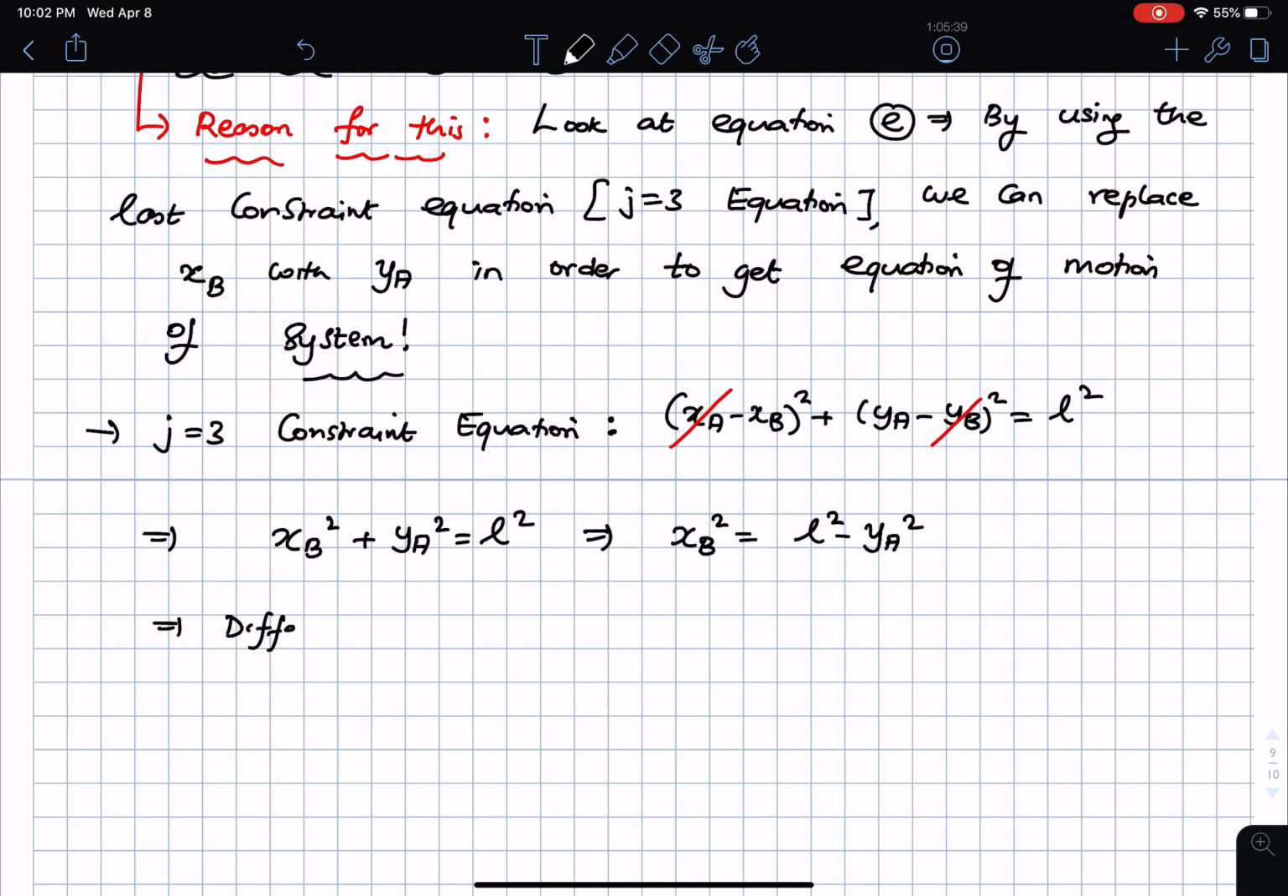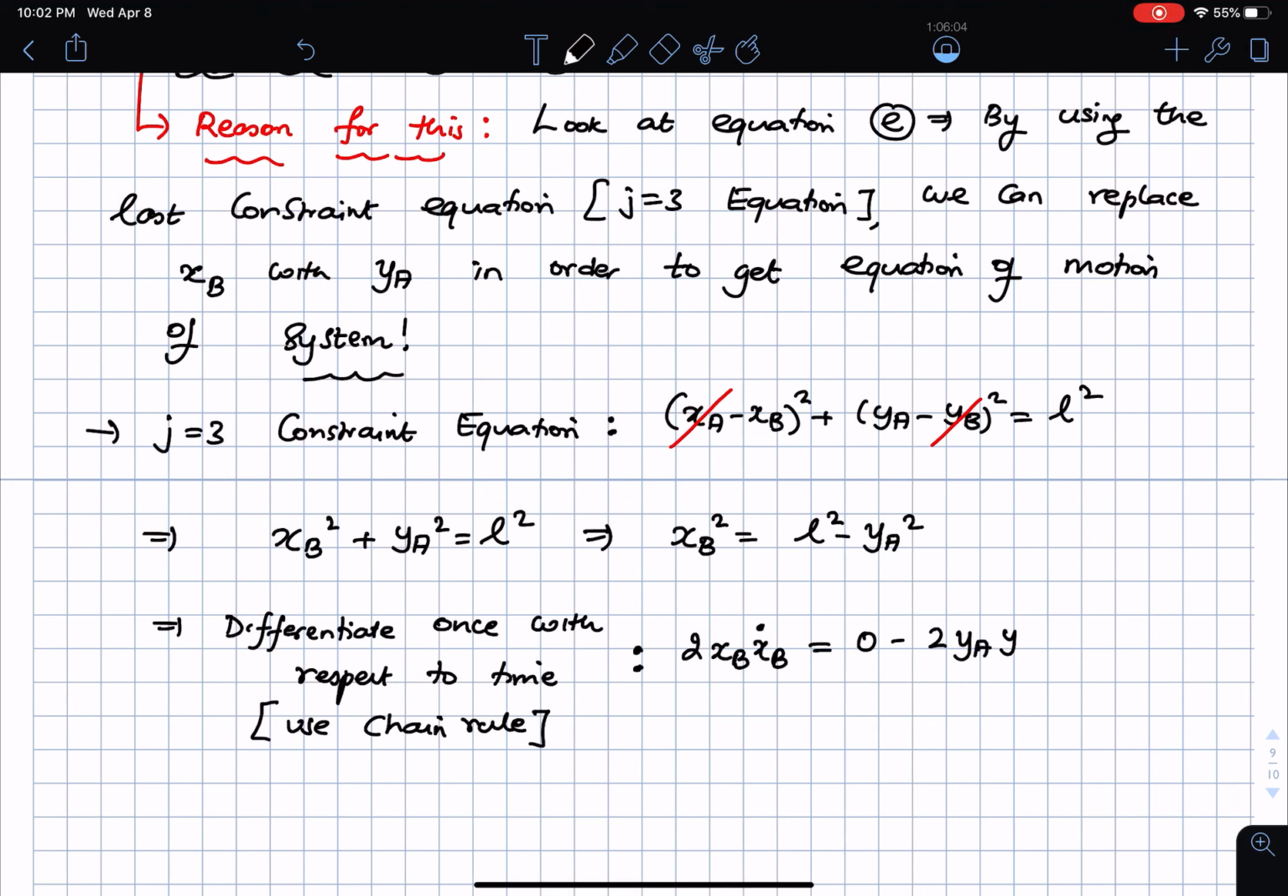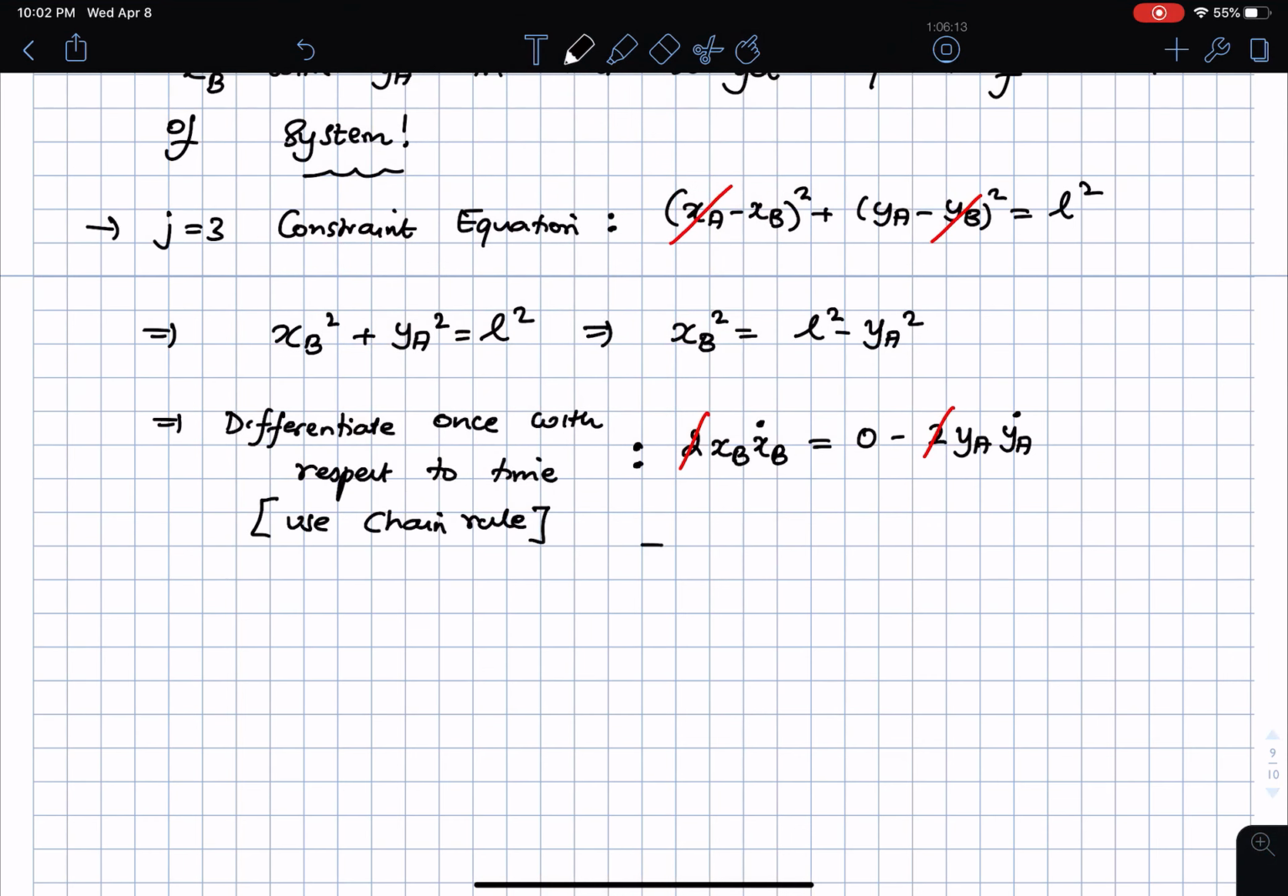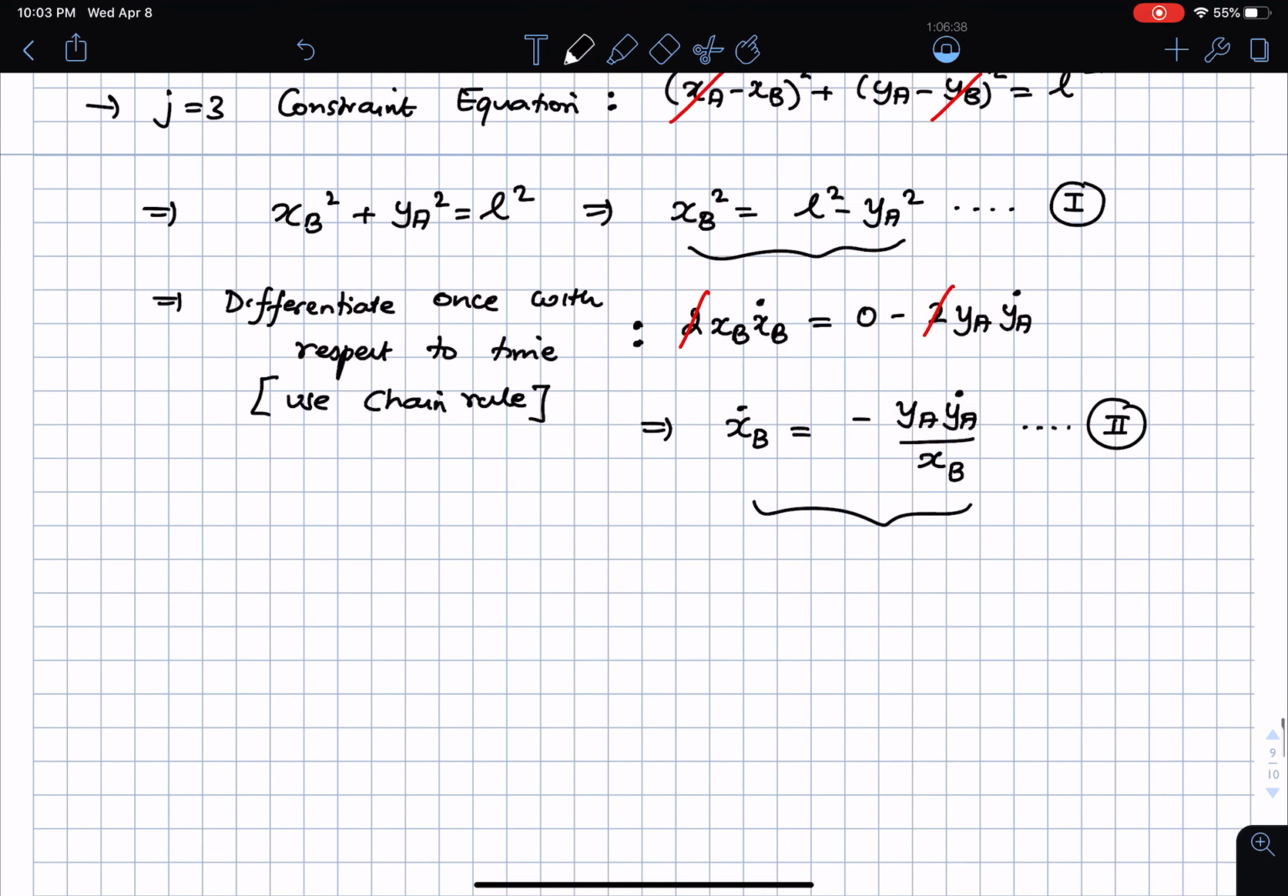Okay, then differentiate the above once with respect to time. Use the chain rule. I'm going to be getting 2 xb dot is equal to 0 minus 2 ya dot, and obviously the factor of 2 will be cancelled, which tells me that xb dot is equal to minus ya dot divided by xb. So I have some nice things going on here. I'm going to call this 1, and this 2, and then I'm going to differentiate one more time to get the acceleration.